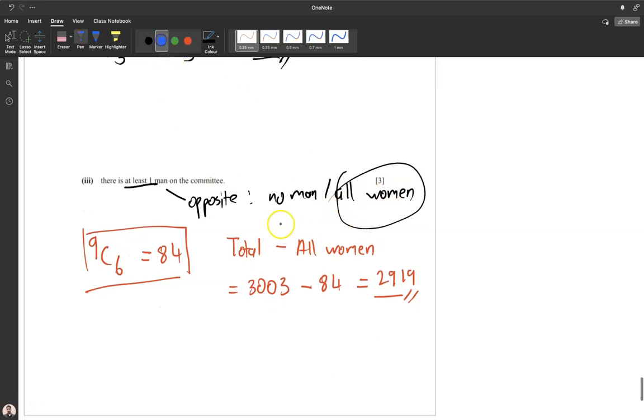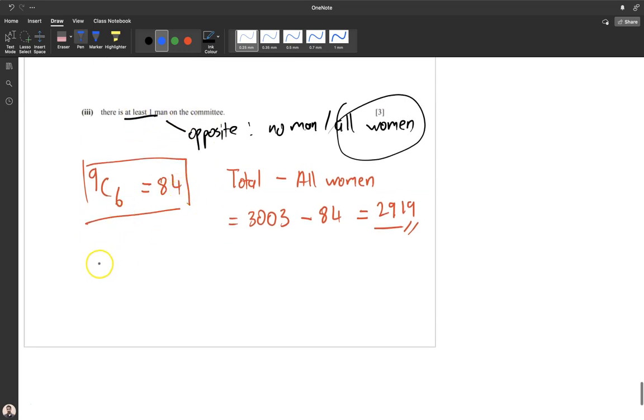There is, of course, the long way to calculate all the possibilities where at least one man is involved. If you really cannot think in this way, we can always try and list down everything. So the possibilities are 1 man, 5 women; 2 men, 4 women; 3 men, 3 women; 4 men and 2 women. List out everything that you can, then you calculate everything, and you will also get 2919.